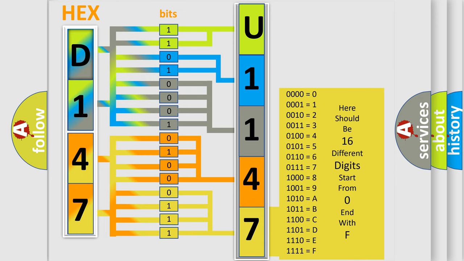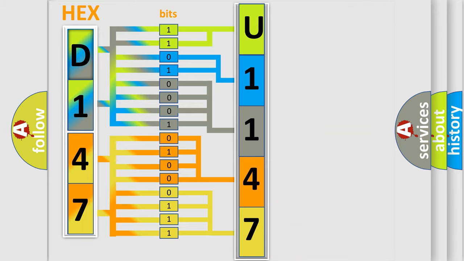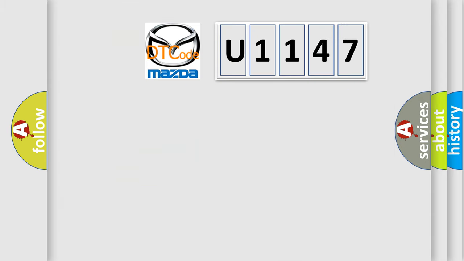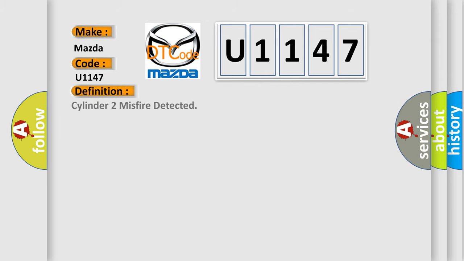We now know in what way the diagnostic tool translates the received information into a more comprehensible format. The number itself does not make sense to us if we cannot assign information to what it actually expresses. So, what does the diagnostic trouble code U1147 specifically mean for Mazda vehicles? The basic definition is cylinder 2 misfire detected. And now this is a short description of this DTC code.